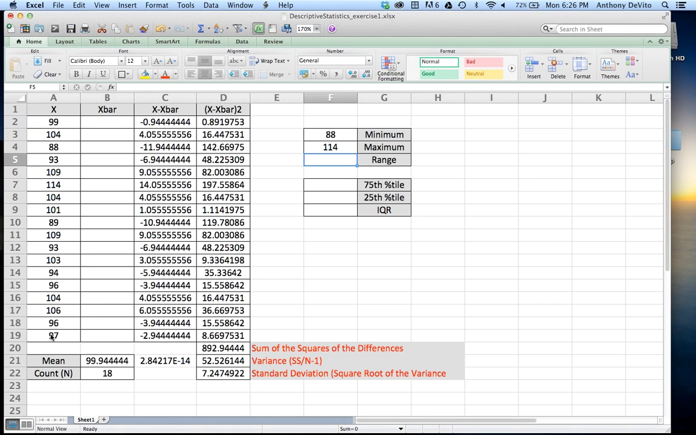Okay, if you were uncomfortable with the clicking and dragging, you could just type in the range of numbers. Okay, and the range is just the difference between those two. I'm going to start with the bigger number, the maximum, 114 minus 88. Okay, 26, range is 26. Simple enough. Relatively unsophisticated measurement, the range and the minimum and maximum. Literally just tell you how far apart the lowest number and the biggest number is.